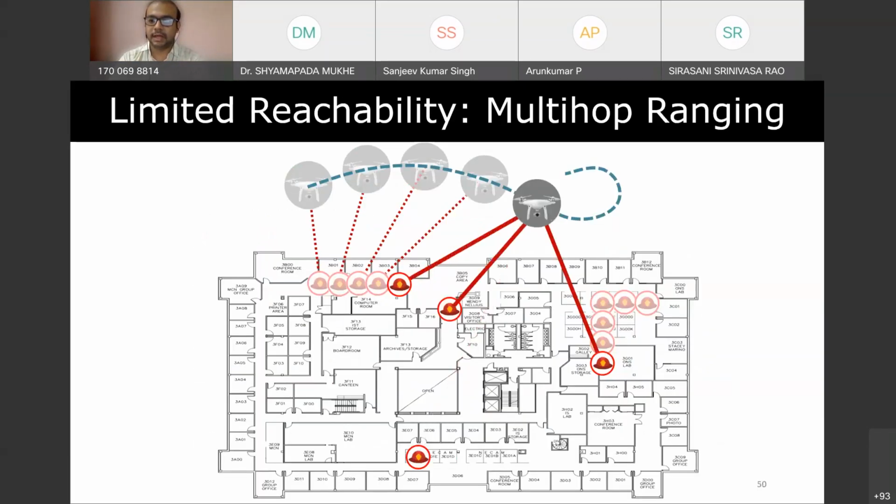So this basically brings us to the last problem. How do you solve the limited reachability? And this is more of an engineering solution, where instead of having a single hop solution to these nodes, we are trying to do this ranging on a multi-hop network.